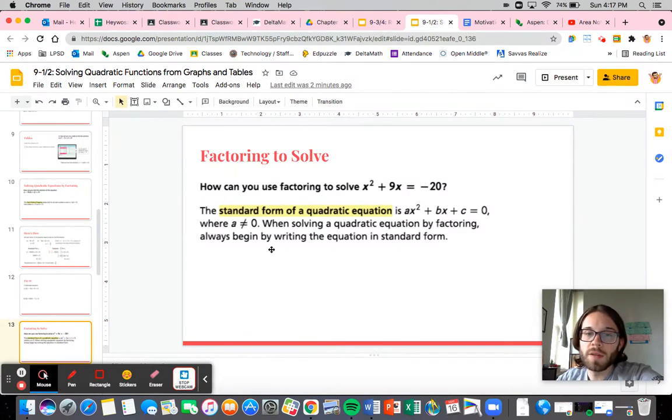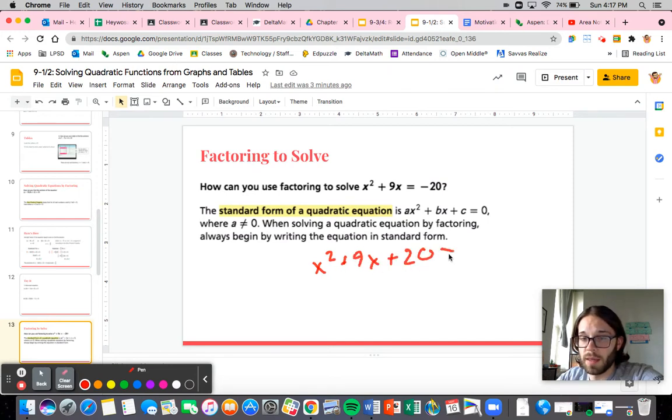All right, so how can you use factoring to actually solve this? The first thing you always need to make sure to do before you start factoring is write it in standard form. So if you have x squared plus 9x equals -20, bring that 20 on over, right? You want to get it equal to 0. So you would have x squared plus 9x plus 20 equals 0.